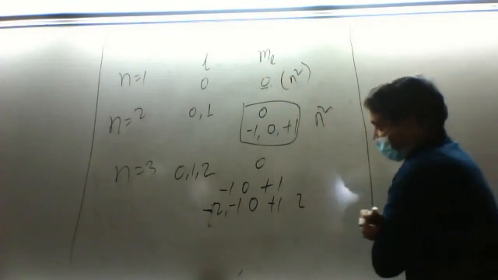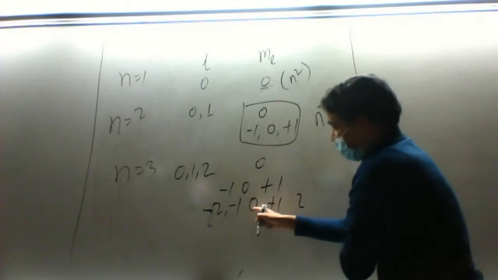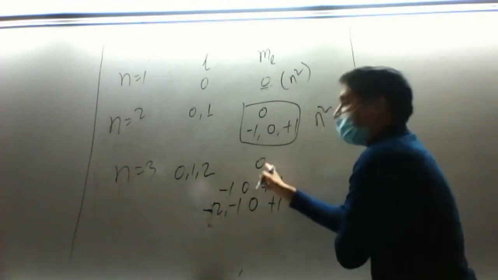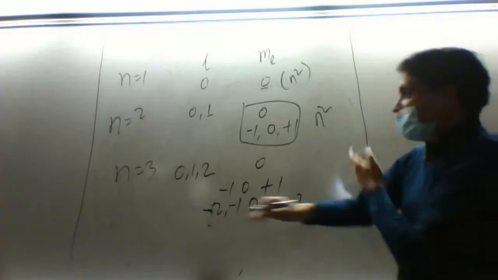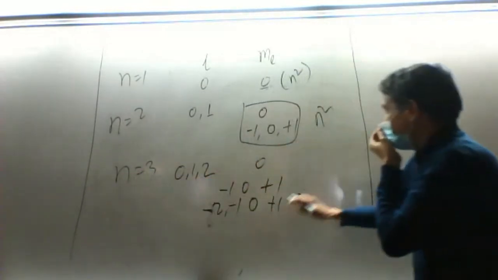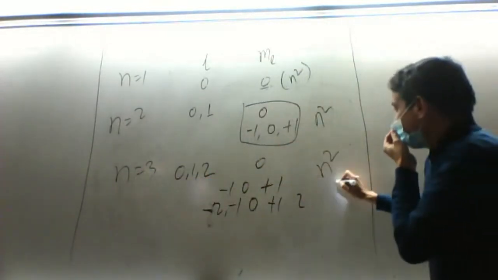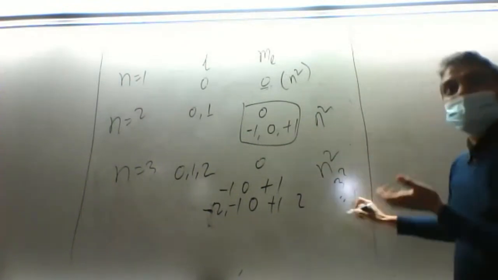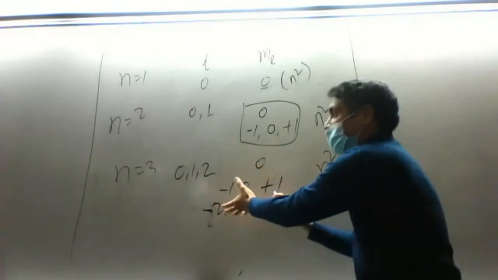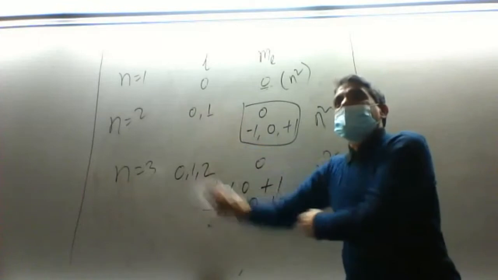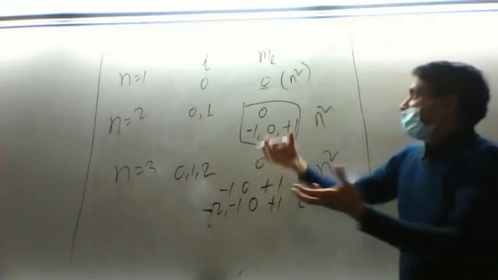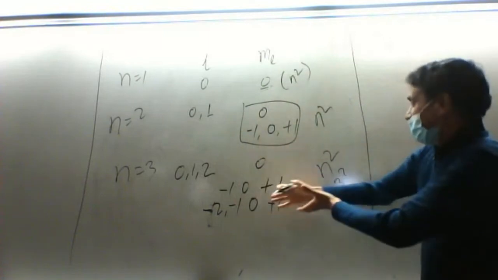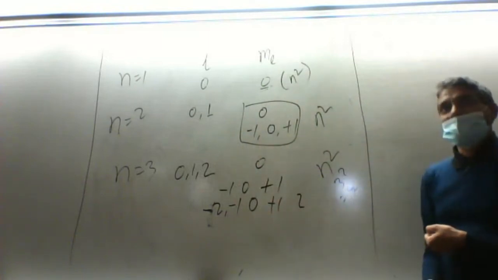Now let's calculate how many are possible here. 1, 2, 3, 4, 5, 6, 7, 8, 9, right? You got 9, right? So when I was doing n equals 3, I got this value 9. So n squared: n is 3, 3 squared is 9. You see that? So the total number of orbitals you can calculate from the principal quantum number n. If you square that, that is how many orbitals you can find.